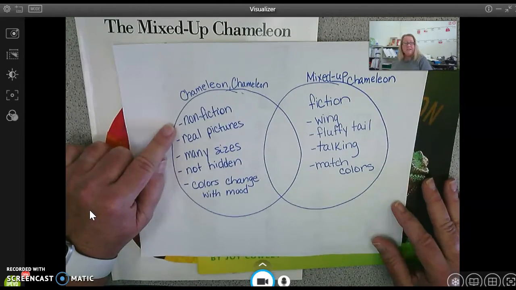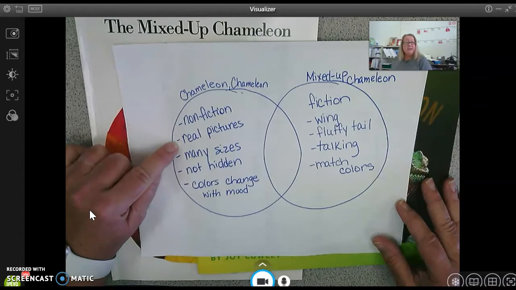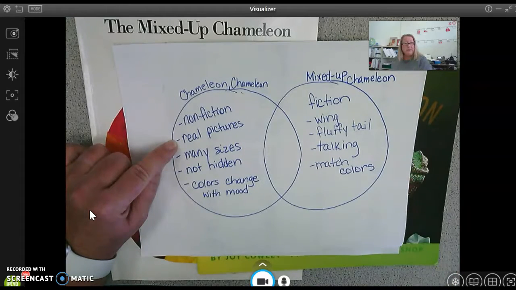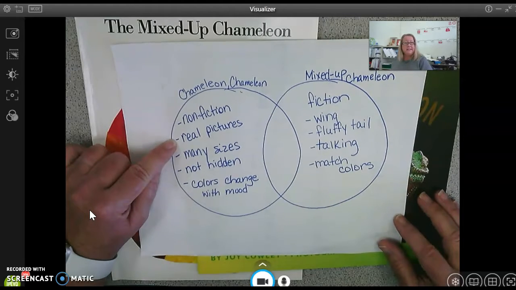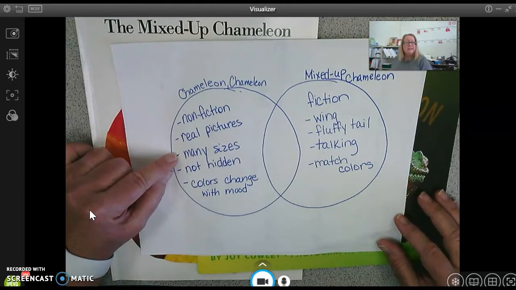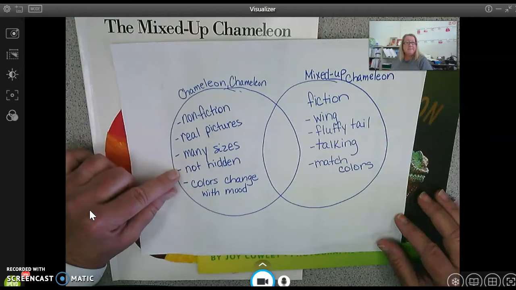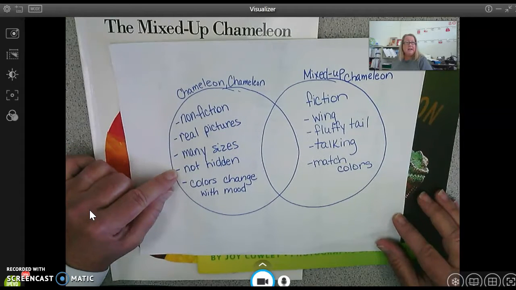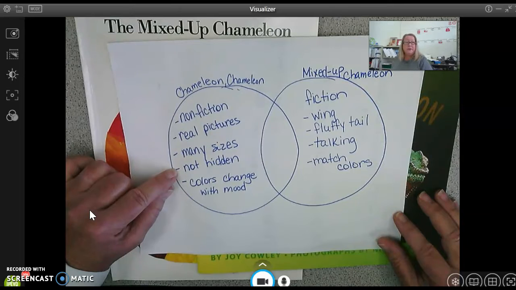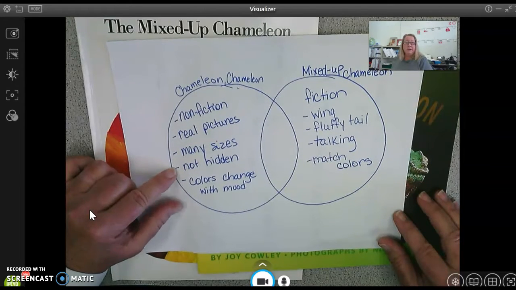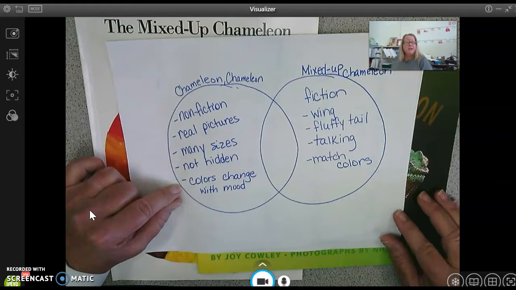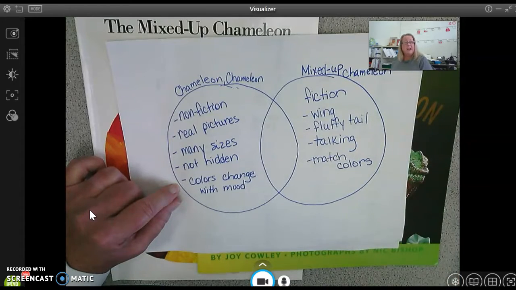We know that it is a nonfiction book, which means that it is a true story about chameleons, and the pictures are real. So somebody took real pictures of a chameleon as he was going through and seeing these different characters and finding something to eat. We know that real chameleons come in different sizes, and they can only hide in the trees. So when they're on the ground, that's when it's dangerous for the chameleon. And we also know that colors change with just the mood of the chameleon, not by what it is sitting on. So like if it was a red flower, the chameleon would not turn red.